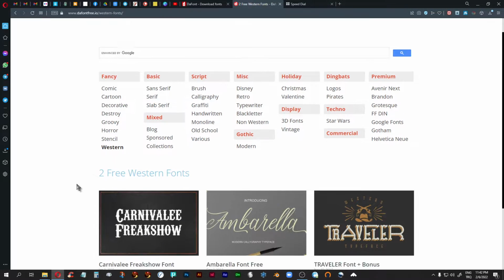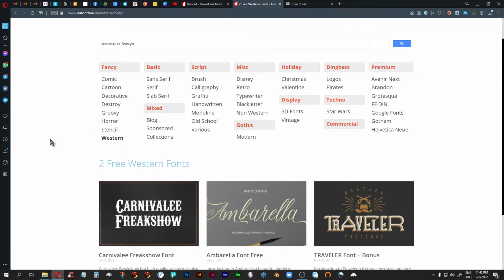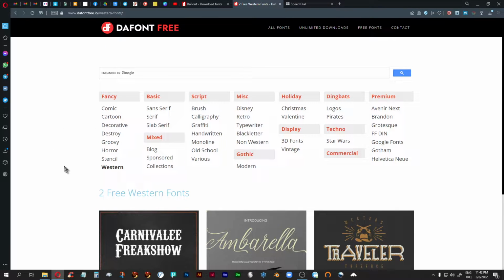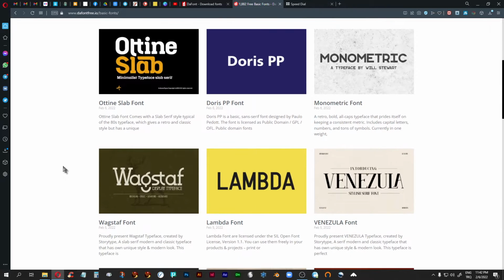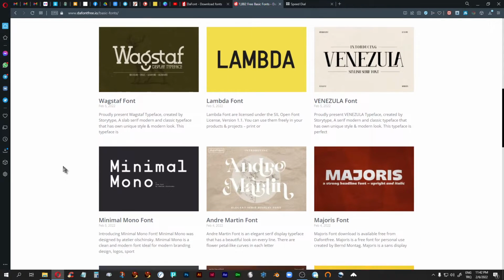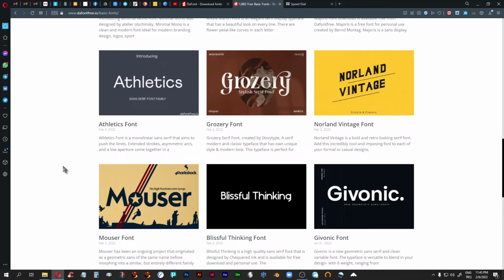If you are making a website about cowboys, then yes, go for it. But if you're not making a website about cowboys, then this would not be a good font to use. So if you want to get a font from this website, for example, the one that I would click on here is Basic, which will give you the fonts that do not really have strong associations like the ones that I just showed you, although there are exceptions here, so you need to be careful.